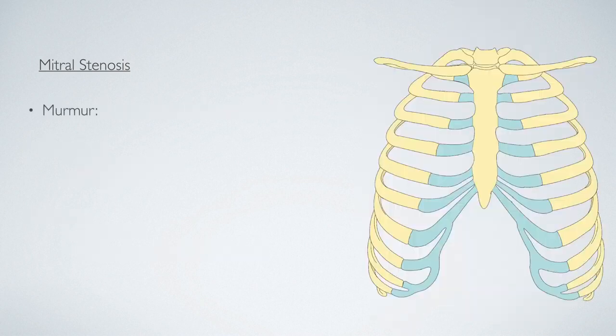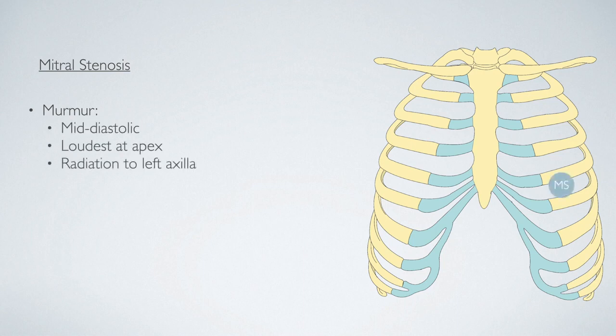Mitral stenosis produces a mid-diastolic murmur with an opening snap that is heard loudest at the apex and radiates to the axilla. Other signs that you may see on clinical examination include malar flush and a tapping apex beat.